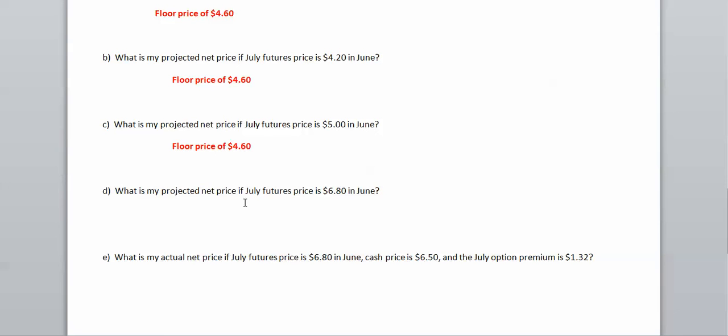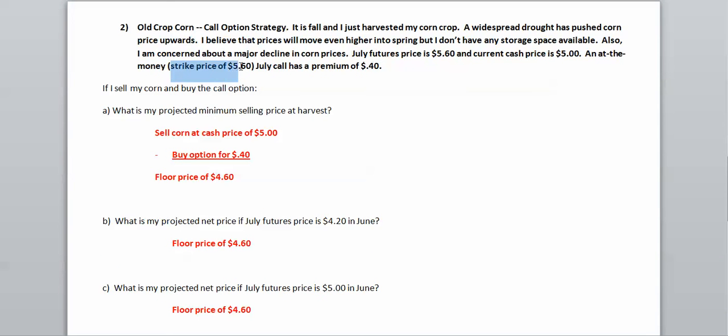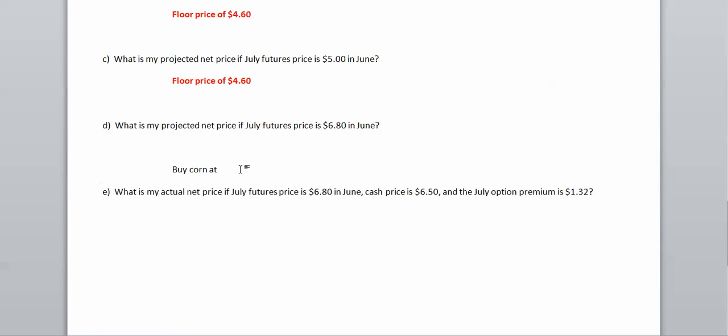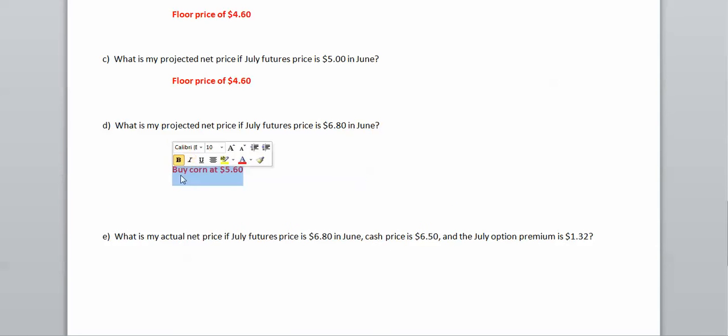What is my projected net price if July futures price is $6.80 in June? Wow, okay. Well, if that's the case, we are going to exercise our option. In theory, as you know, we are actually going to sell it back later, but for now we get to buy corn at, remember now, our strike price is $5.60. So we are allowed to buy corn at $5.60. The open market is $6.80. That gives us a profit right there, or a gain of $1.20.